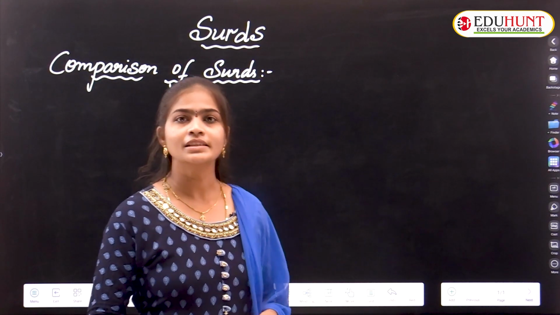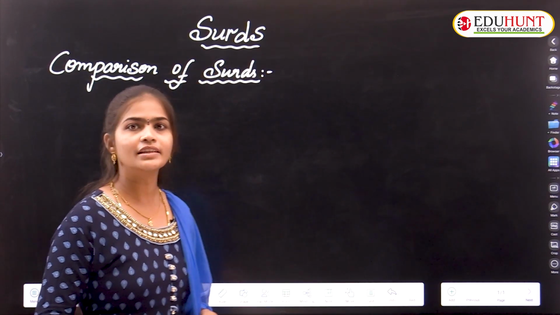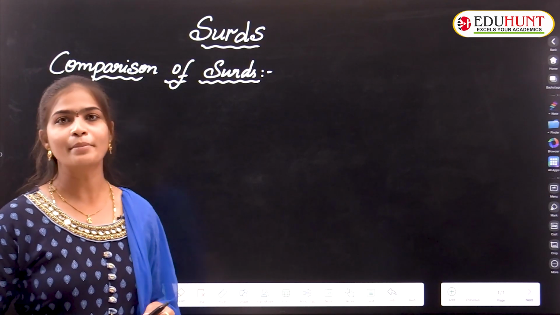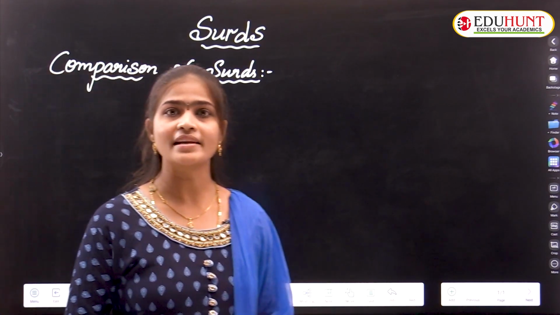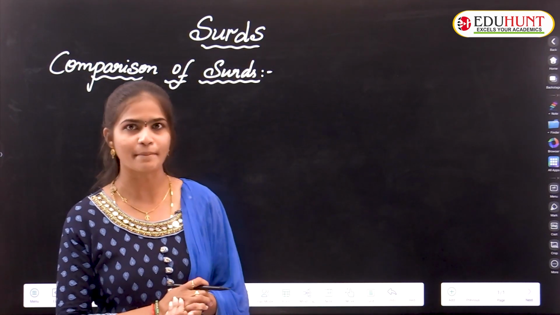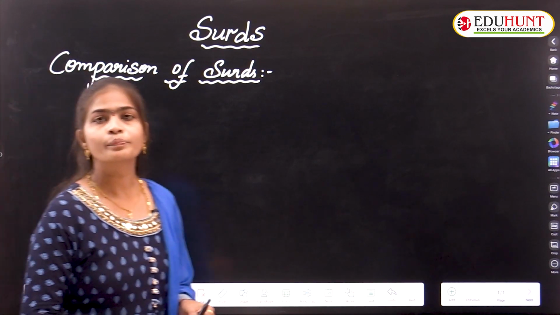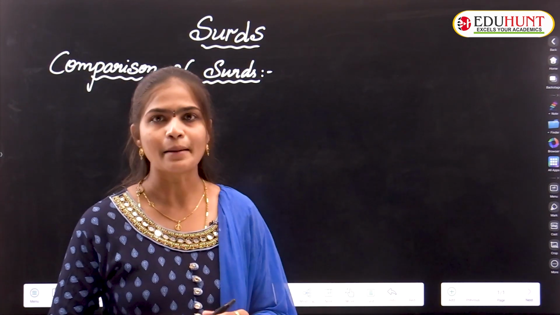So children, in the previous class we discussed the types of surds, right? After that, we need to discuss the comparison of surds. Comparison means which one is greater and which one is smaller. So here we have two types of comparisons.